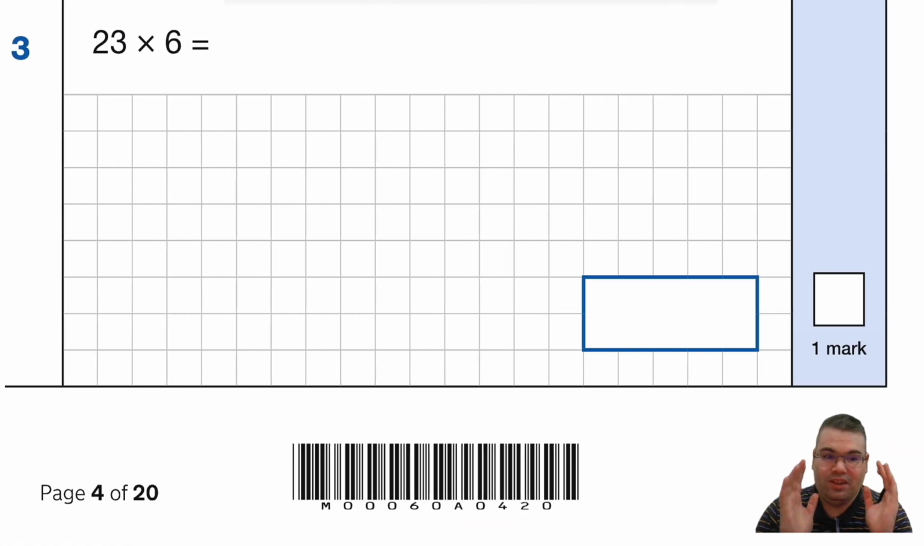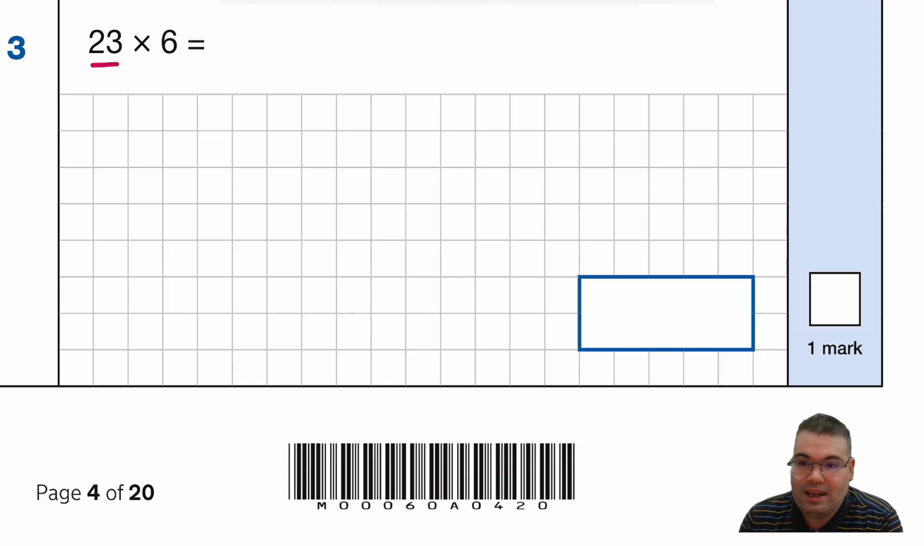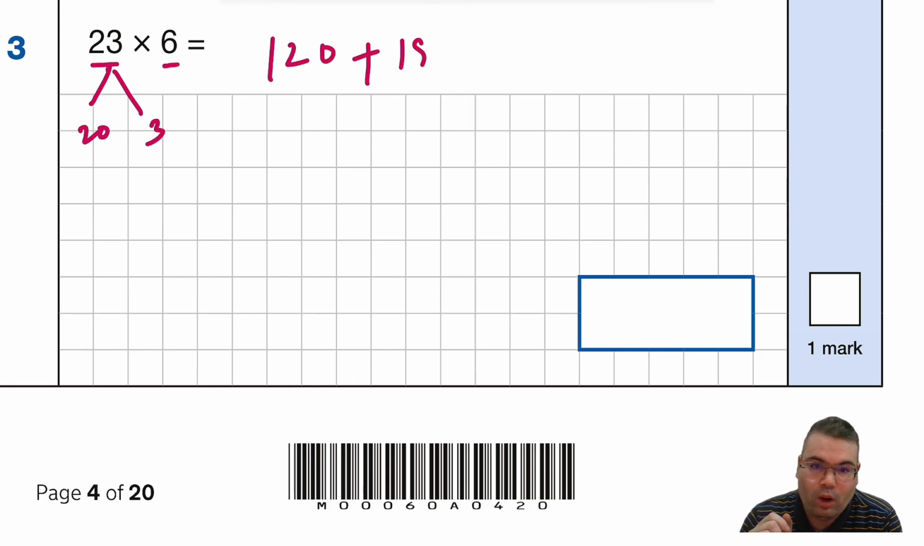You can check that. So this is the third question. Here 23 times 6. Again we will use the multiplication trick here. Multiplication by partitioning the number. So here, let's divide it as 20 plus 3, right? 20 times 6 is 120 and 3 times 6 is 18. So 120 plus 18 is 138.